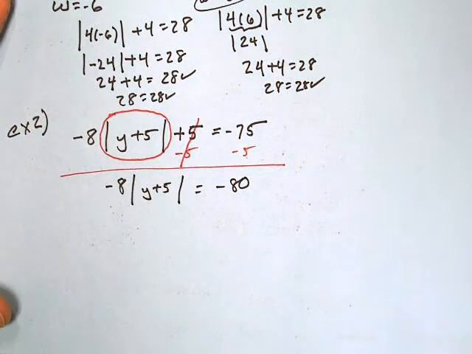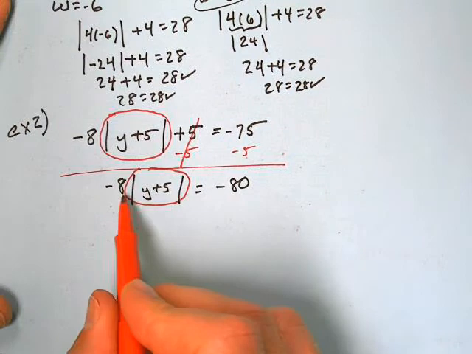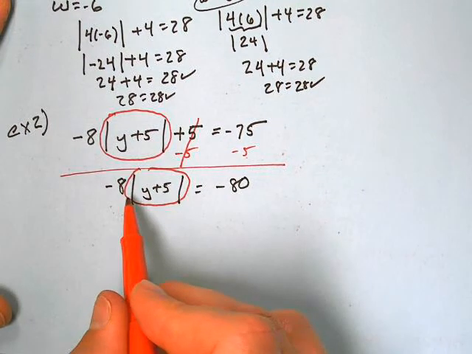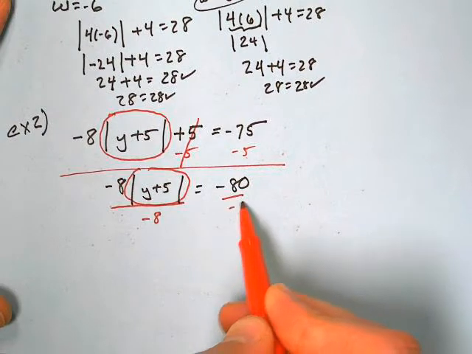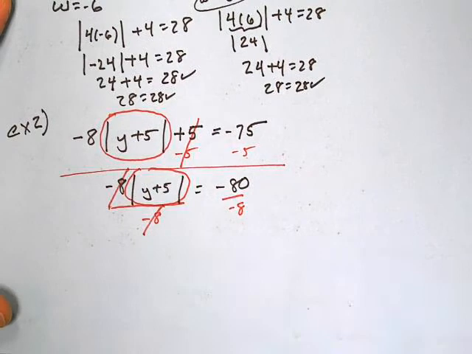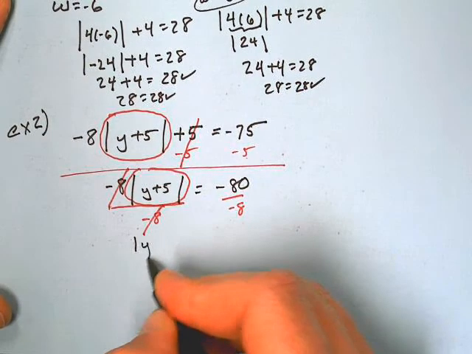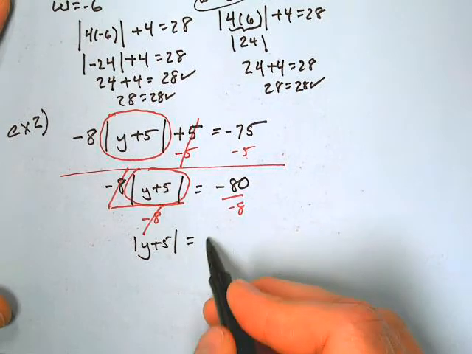Right? Now I still need to get this absolute value by itself. It's not quite yet by itself. It's being multiplied by negative 8. I've got to get rid of multiplying by negative 8, so I'm going to divide everything by negative 8. By doing that, I've now isolated my absolute value. I have the absolute value of y plus 5 equals negative divided by negative makes positive 10.